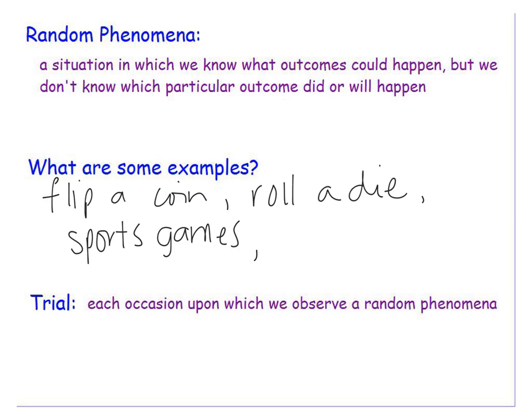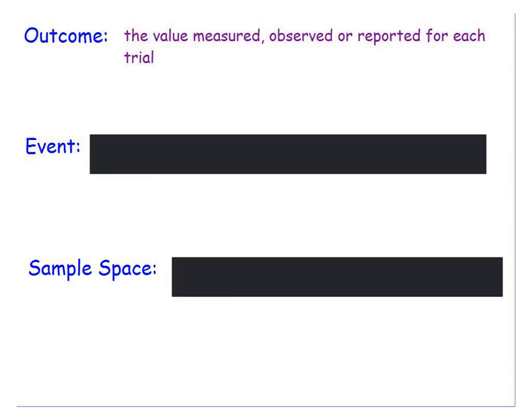Let's keep looking at some more vocabulary. An outcome. An outcome is the value measured, observed, or reported for each trial. So if you flip a coin and it comes up heads, heads is the outcome. If you roll a die and you get a 2, that is your outcome.